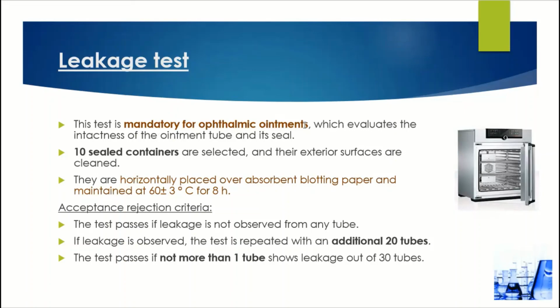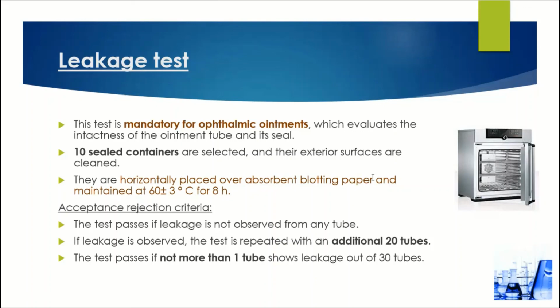So what we do is place the containers horizontally over absorbent blotting paper and maintain the temperature at 60 degrees centigrade, plus or minus 3 degrees centigrade. It can be 57, 58, 59, 60, 61, 62, 63 degrees centigrade. We keep the containers of the ointment inverted horizontally for 8 hours on absorbent blotting paper. And if any stain is absorbed, then the containers fail the leakage test, and the seal is not intact.